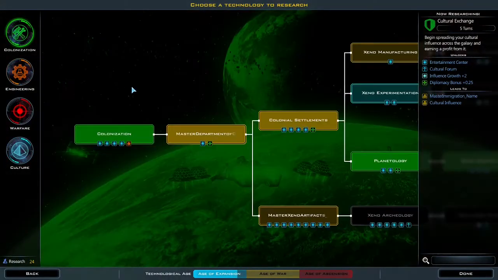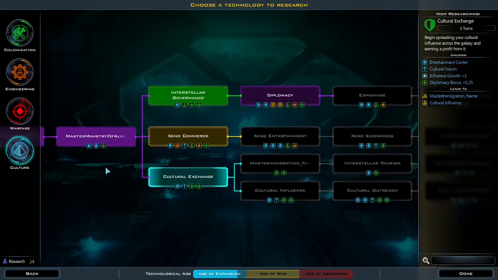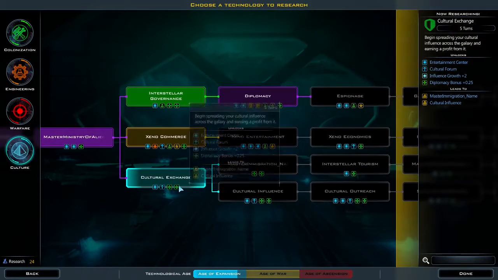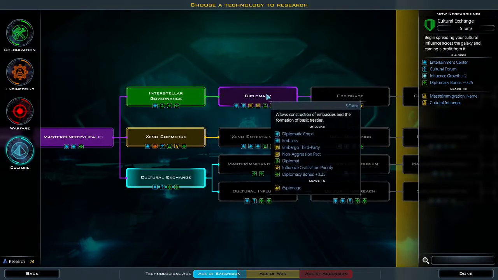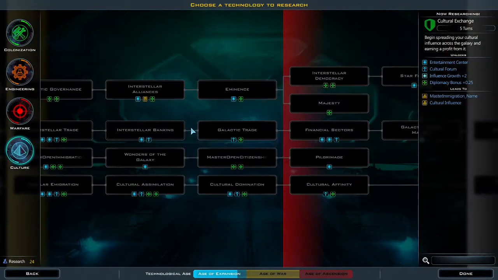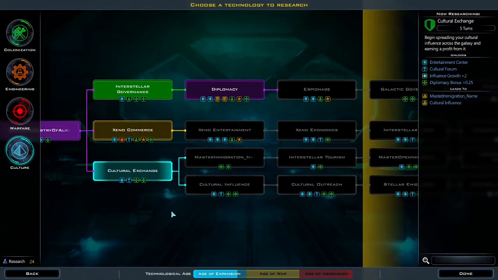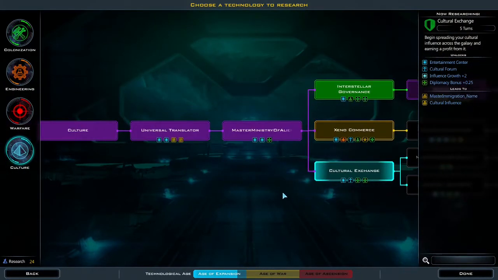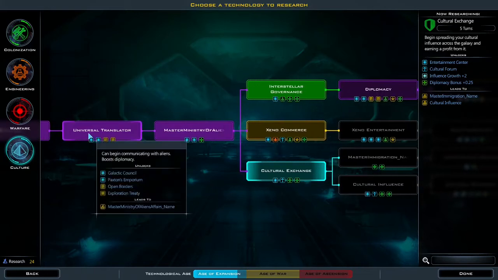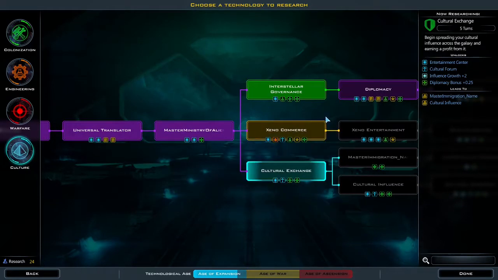I think they are under colonization. No, they are under culture in here. They're cultural exchange and diplomacy, and so most of these do provide some influence. And so the cultural tech tree is nice to go if you're going for that. So starting with universal translator and just continuing with that.